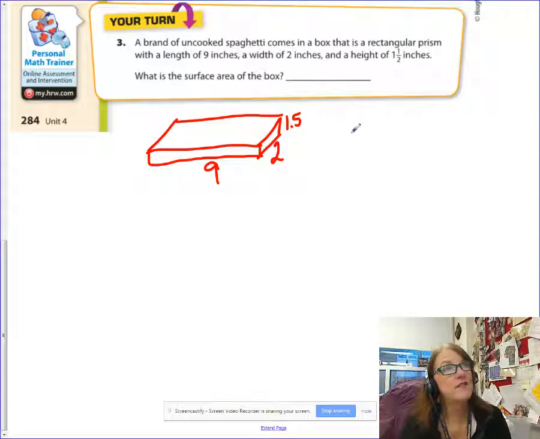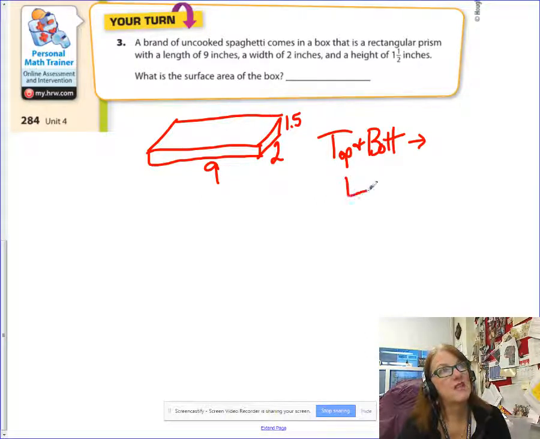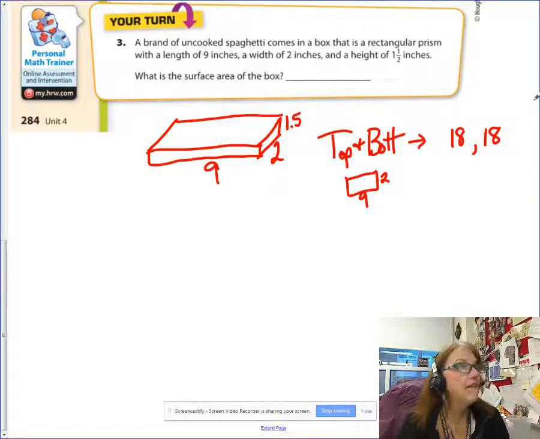So we have your two bases, which are your top and your bottom. Let's figure that out. The top and the bottom is the rectangle that's 9 by 2, okay? That gives you 18. You have 2 of those. So if you want to write 18 twice, that's fine. If you want to write 2 times 18, fine. If you want to write 18 plus 18, fine. Next, what do you want? Let's do the front and the back.